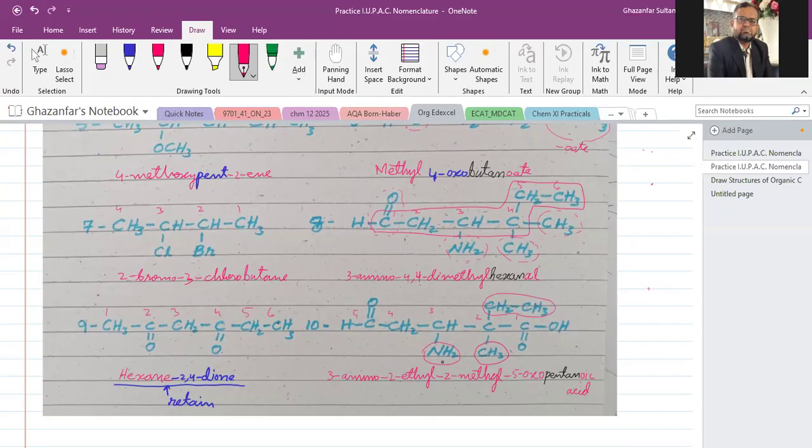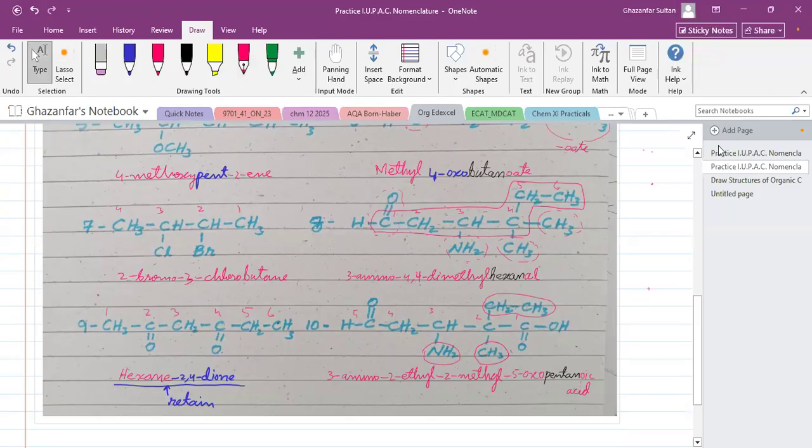So that was the practice for nomenclature, and we will do such practice in our other lectures too, inshallah.